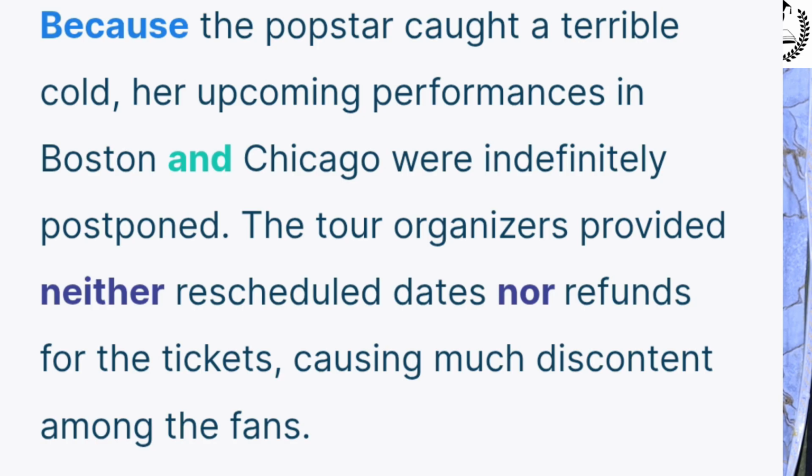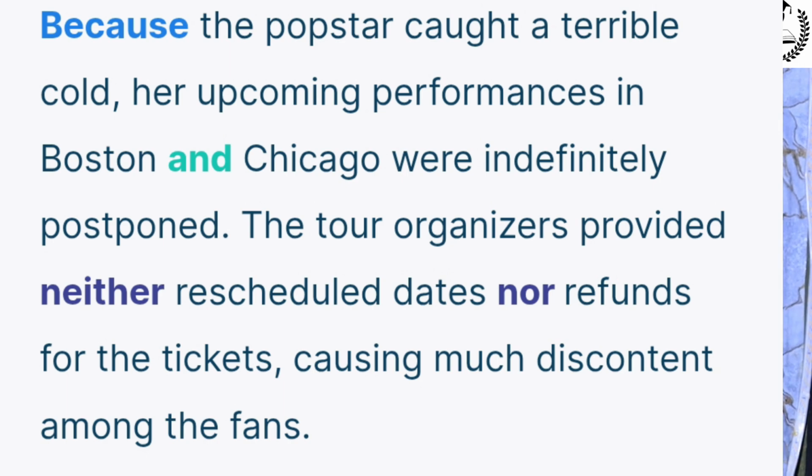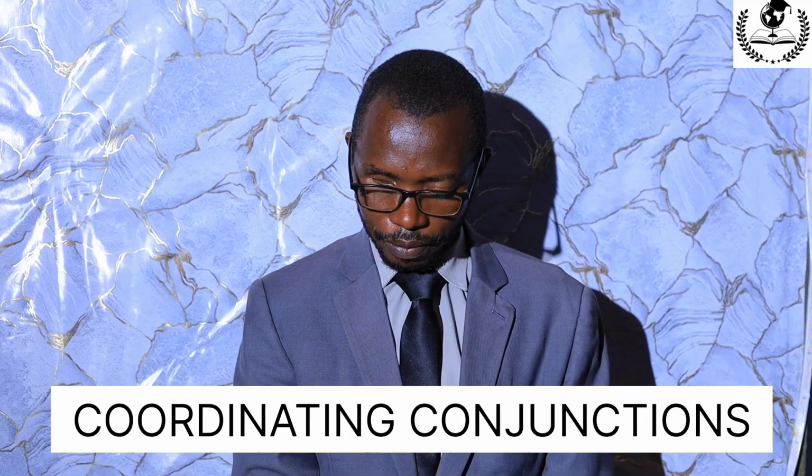In the examples above, I have identified the conjunctions in color. In this lesson, we are going to identify coordinating conjunctions, subordinating conjunctions, and correlative conjunctions. And then we are going to look at how to start a sentence with a conjunction and other interesting language articles. But today, let us begin with coordinating conjunctions.